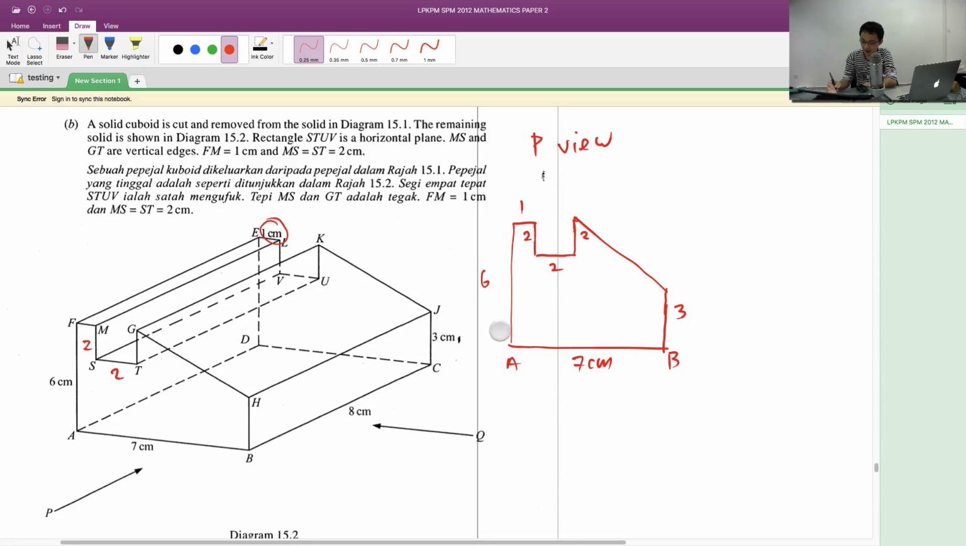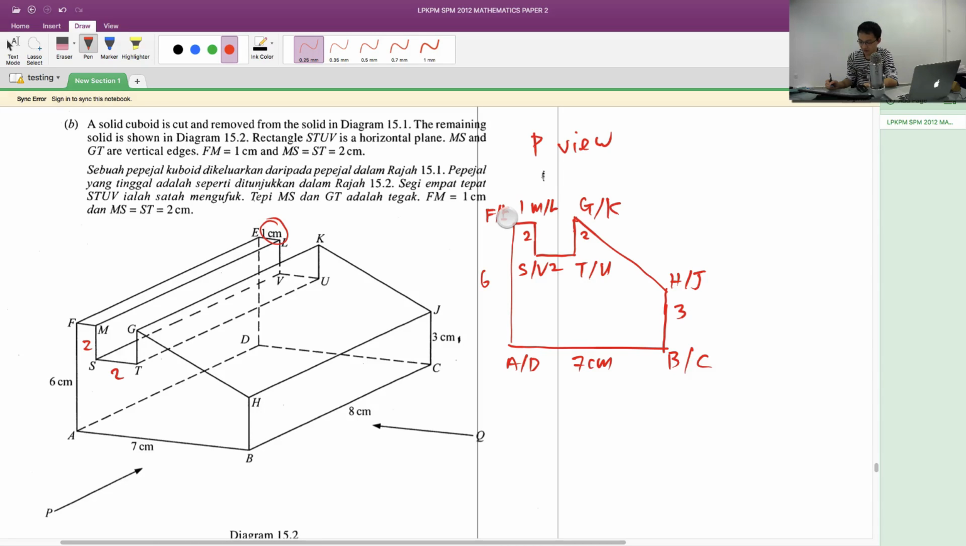I will actually look at A, then I will look at D, B, then I look at C. This one is H, then J, and this one is G, then K. This one is T, then U. This one is S, then V, and then this one will be M, and then L, and then this one will be F, and then E. Alright, it's just like this.